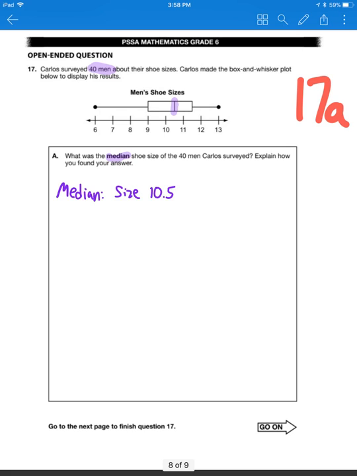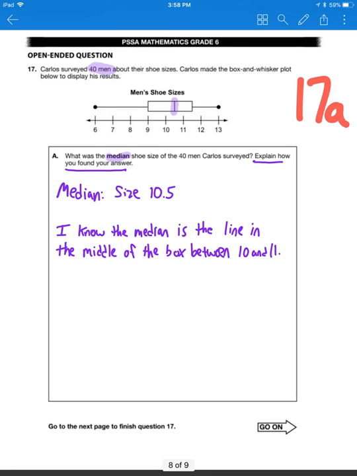Now, it says, explain how you found your answer. All right, so when I explain this, I want them to understand that I know the median is that middle line. Now, to show off how much I know, I'm going to explain a little bit about what the 5 parts mean. I'm not going to go too much in, just a couple sentences. I'm going to say, I know the median. Let me pause it for a little bit. Okay, so I have my first sentence. Said, I know the median is the line in the middle of the box between 10 and 11.